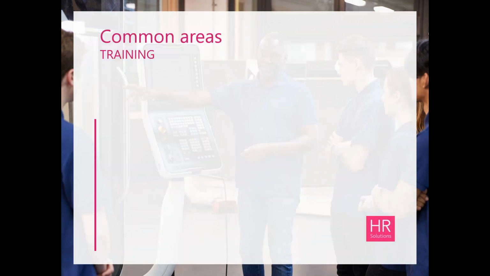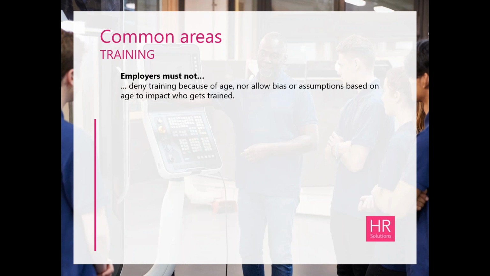So looking at some other areas then, training. Now, in the next few slides in this section, we've got phrases that are based on whether or not an employer must do something, and where I've used the word must, it's a legal obligation. And we've also got phrases for things that employers should do or should avoid, and that's the recommendation that Acas has given. So Acas quite rightly set out that employers must not ever deny training because of age, and they shouldn't allow bias or assumptions based on age to impact on who gets trained either.